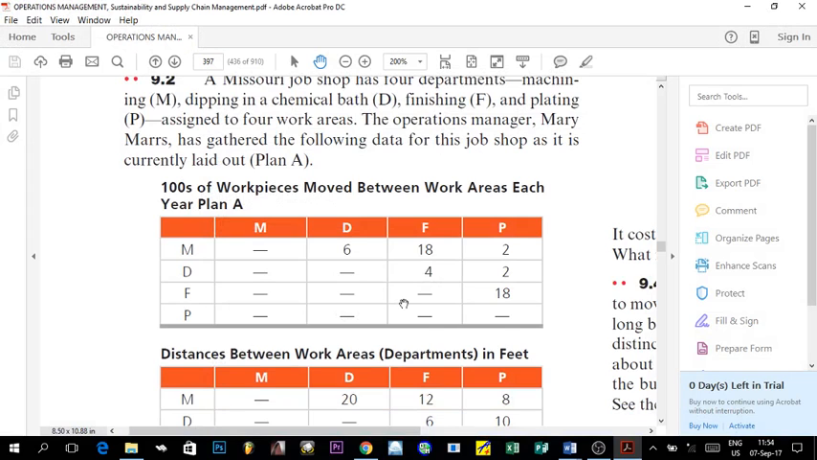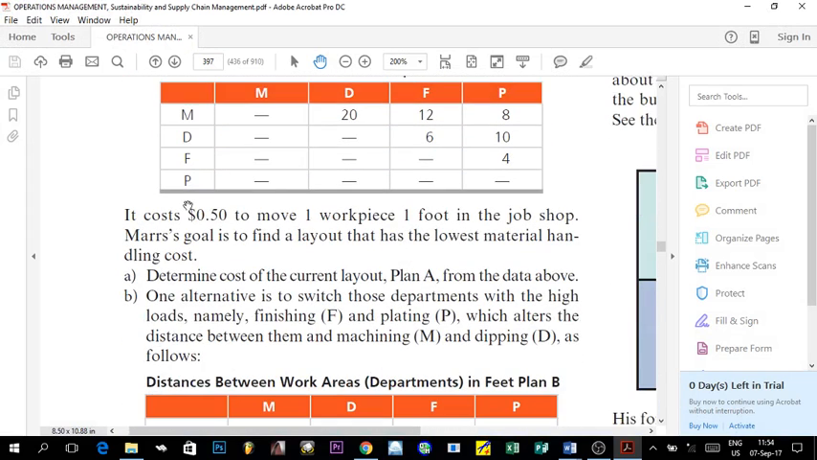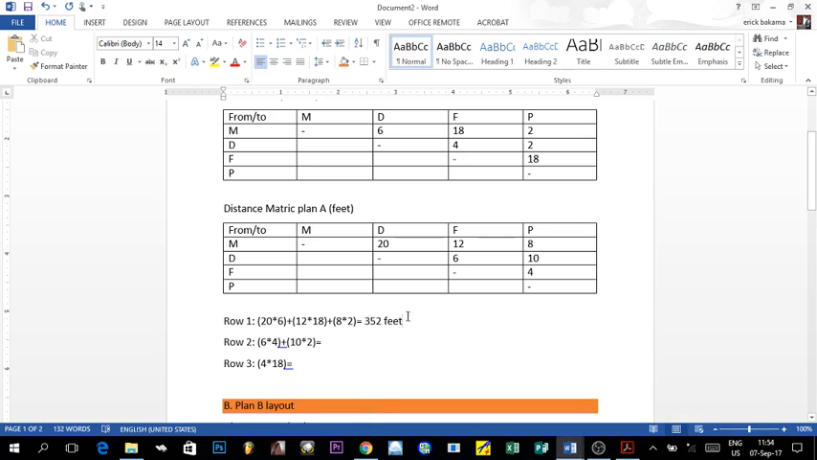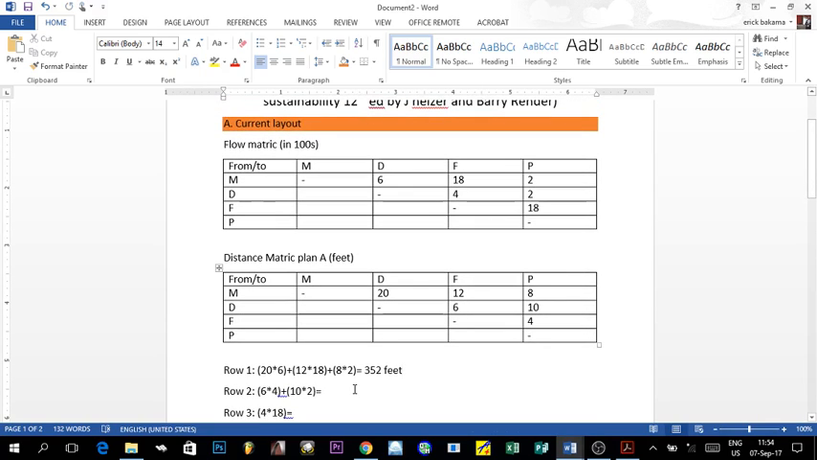But according to what they are saying in the problem, it costs $0.5 to move one workpiece for 1 foot. So in short, the 352 that we get here, we need to multiply first of all by 100 to know the total in feet. So we multiply 352 by 100, and the value that we have here, we can agree that it's in feet.